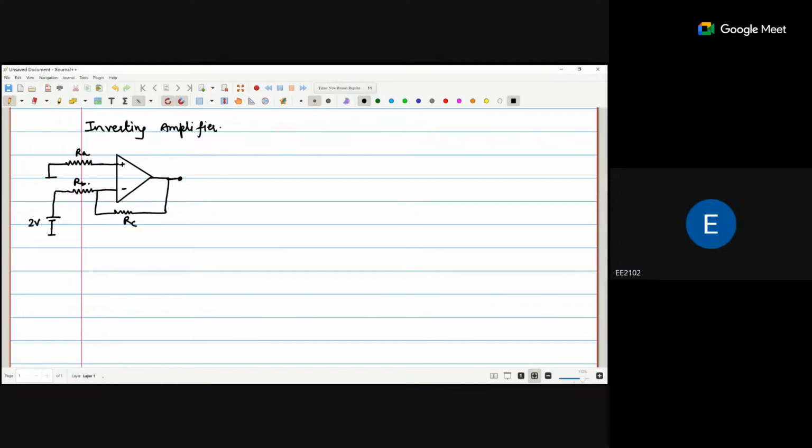Again, the condition is that, similar to the non-inverting amplifier, the inverting amplifier also has a negative feedback. This is the first condition. That means either we are using the inverting or the non-inverting amplifier, everywhere my feedback should be negative. Okay, so you can check.